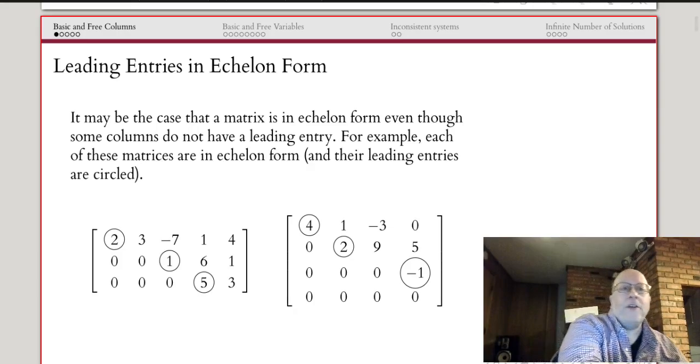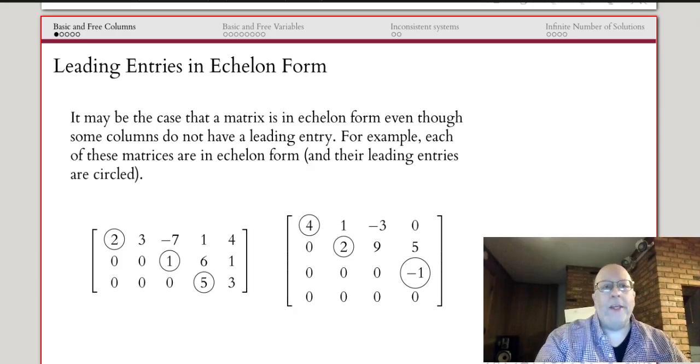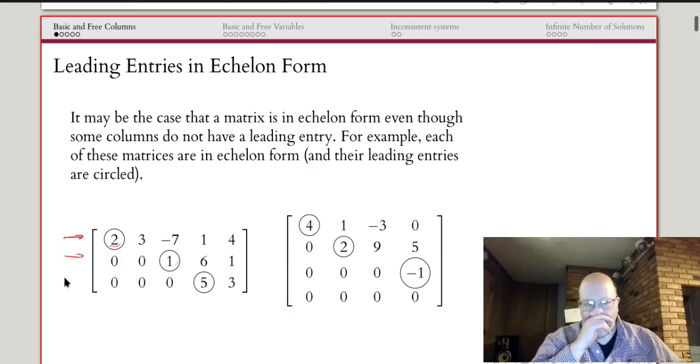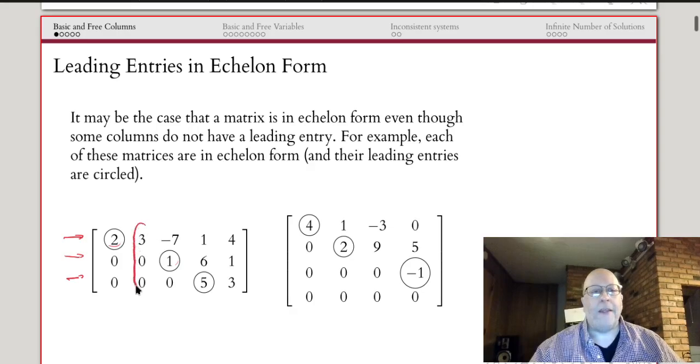In the last video, we talked about echelon form. We talked about leading entries. The leading entry, again, is the first non-zero entry in a row. So in row 1, our first non-zero entry is this 2. In the second row, our first non-zero entry is this 1. And in the third row, our first non-zero entry is this 5. But because leading entries are based on rows, some columns may get left out, and so some columns may not have a leading entry.